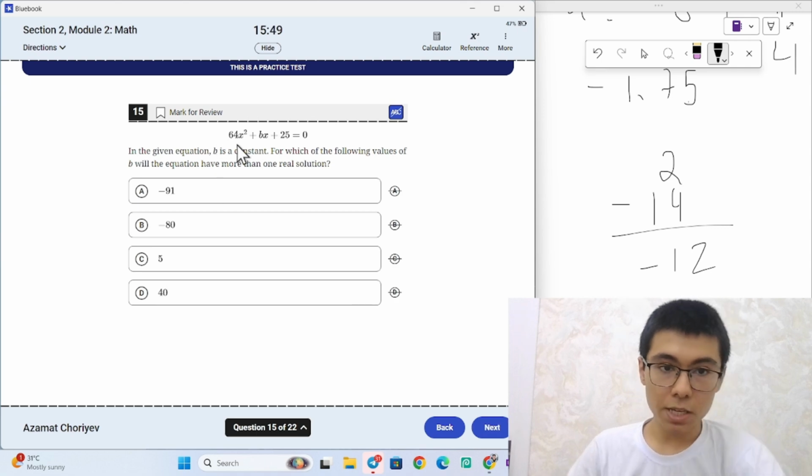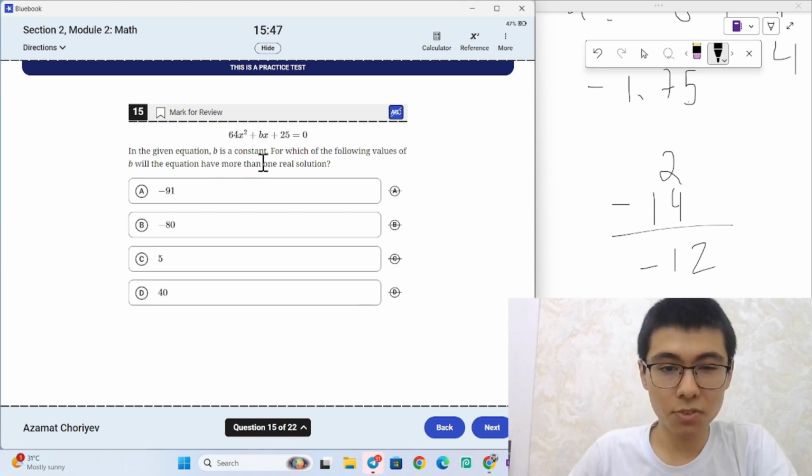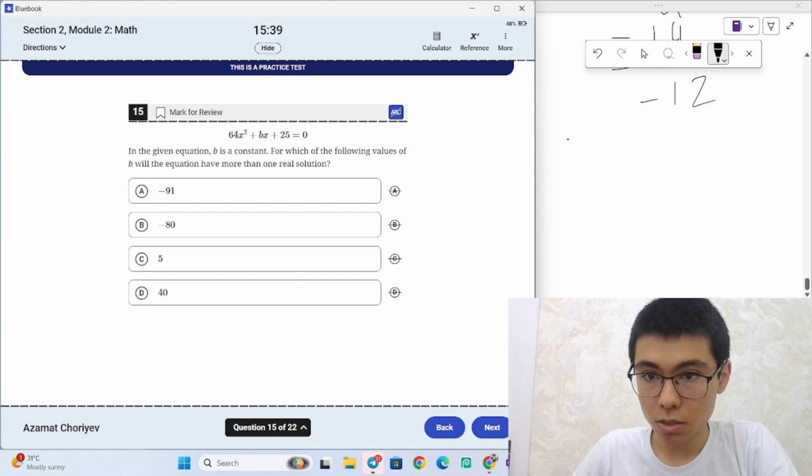In the given equation, b is a constant. For which of the following values of b will the equation have more than one real solution? So, let me rewrite it.